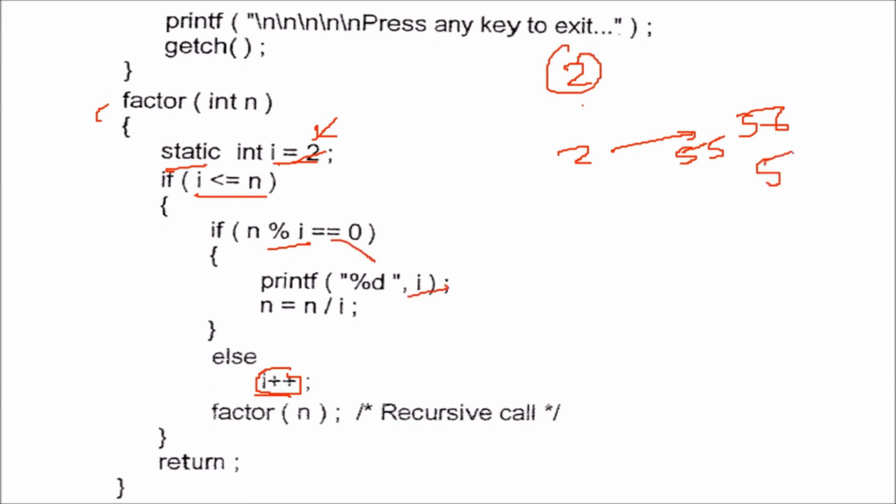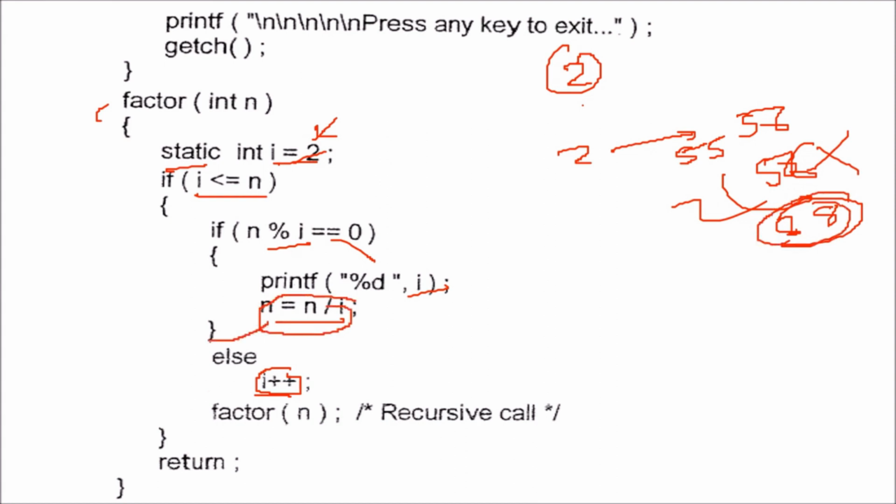And now once 56 is divided by 2, 2 2s are 4, 2 8s are 16. Now I get 28. So this n should be n by i. So next time I'm not going to use 56, I'm going to use 28. So this is taking it to 28. Again we go back, this we do again and again till the time 2 is dividing it. So I will divide it by 2, it will be 14. This goes on and on.